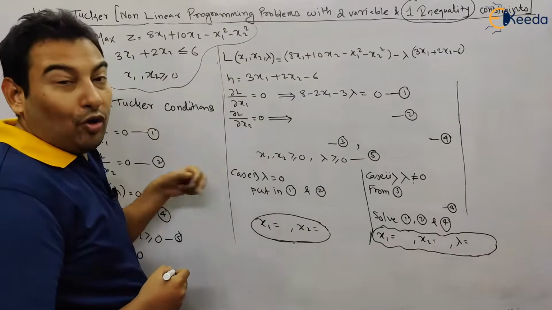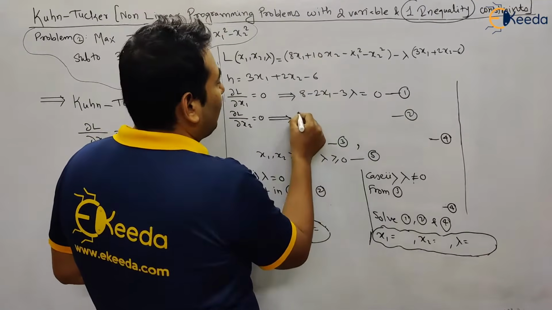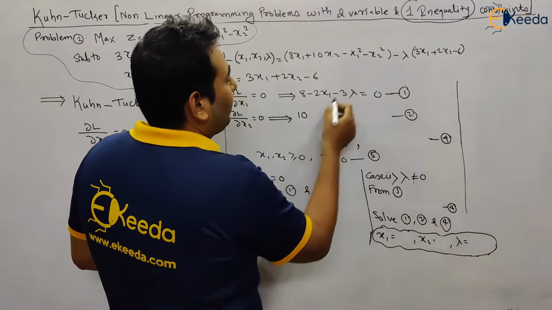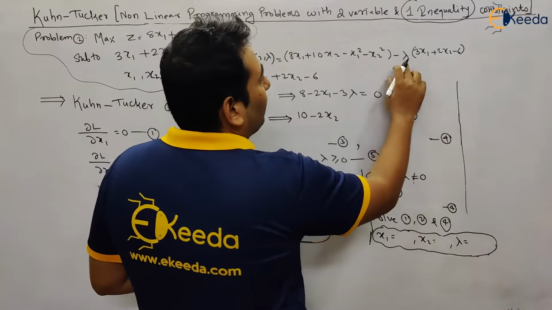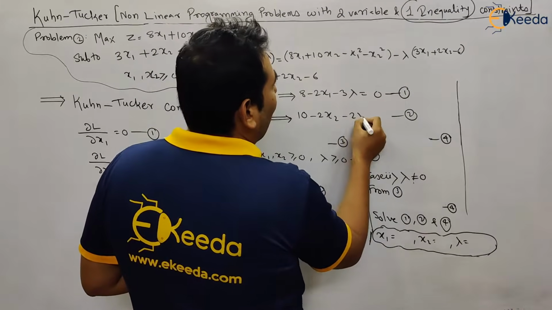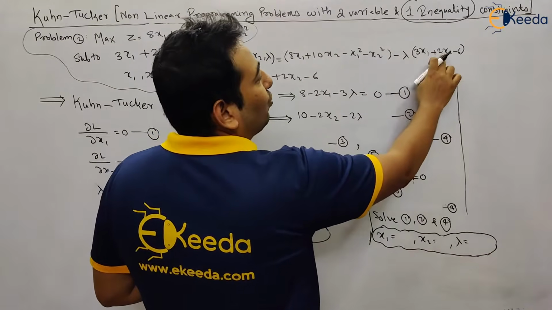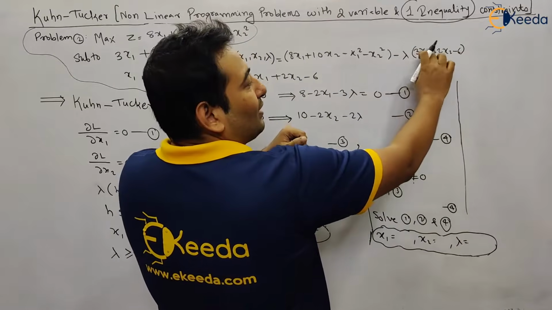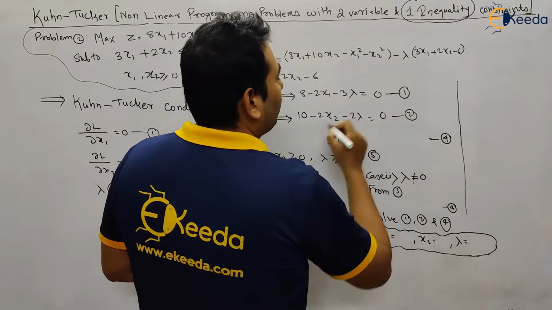Next, dou L upon dou x2 is equal to 0. So this is 10 minus 2x2, and here it is minus 2 lambda, because the x2 derivative is 1. This is equation number 2.